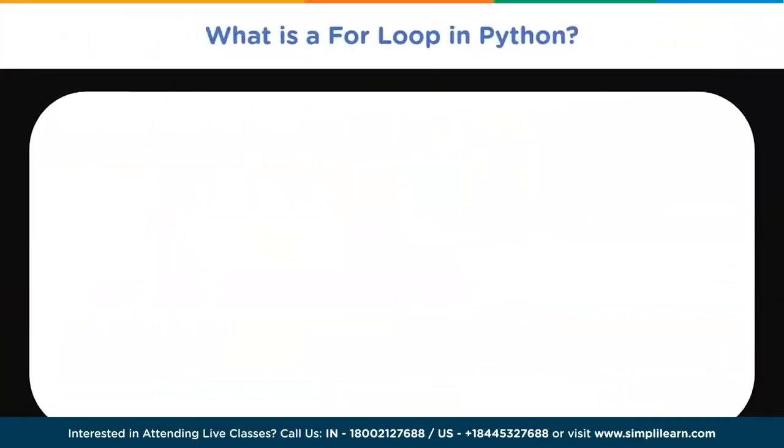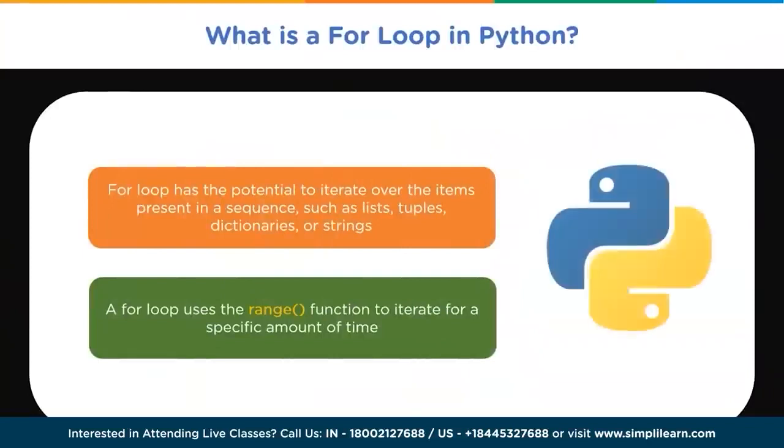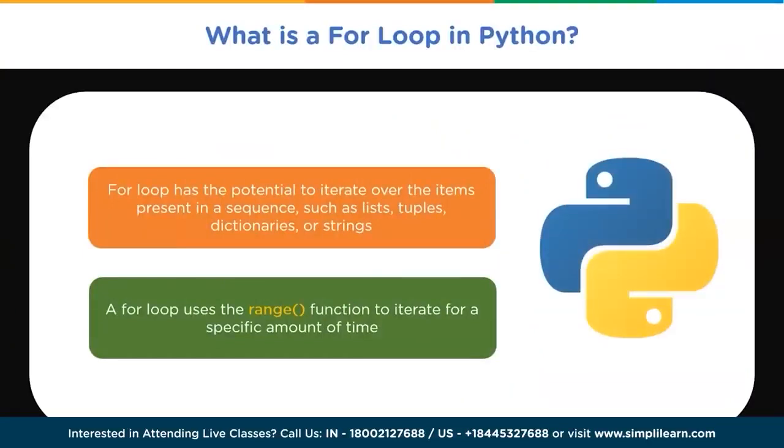So what is a for loop in Python? A for loop in Python is used to iterate over the items or elements present in a sequence. The items present in a sequence can be in the form of a list, tuple, dictionary, or even a string. A for loop in Python uses the range function to iterate over a specific number of times.